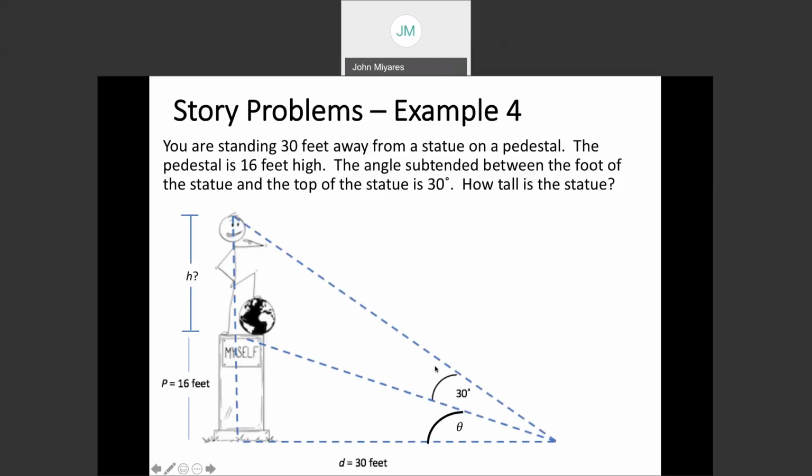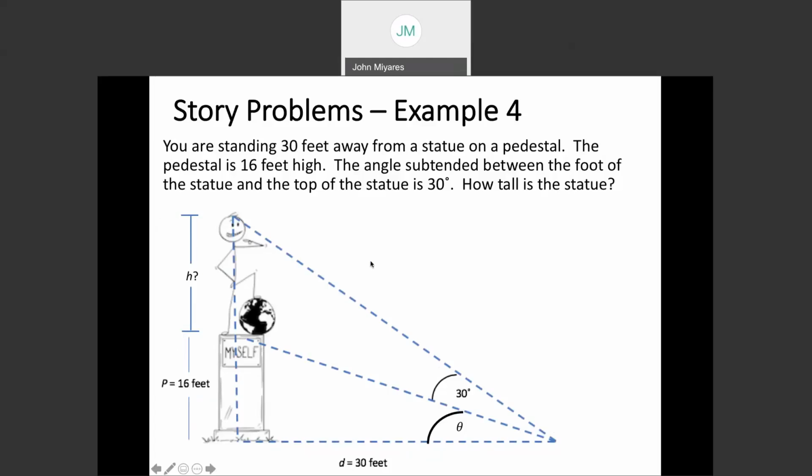Once we have that, we can use the tangent ratio to measure the entire opposite side, which will be h plus 16, and compare that to the adjacent side here, which is 30. Once we know the entire height, we could then subtract off the 16-foot tall pedestal in order to be left with just the height of the statue.